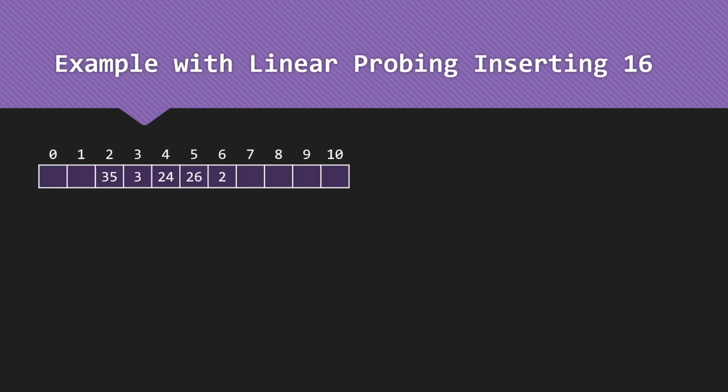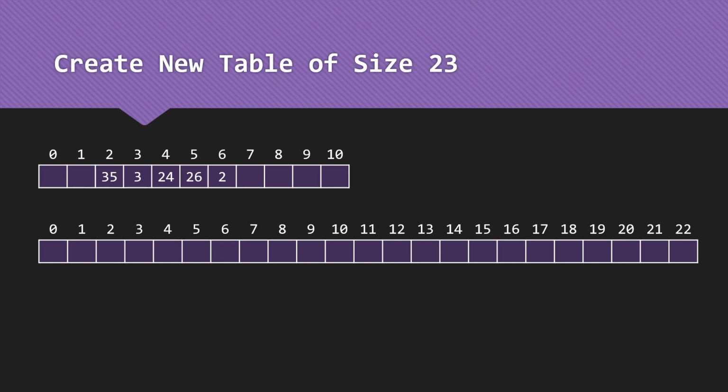Let's do a quick example. I've got an array of size 11 here. I want to insert 16. My current number of items is 5. So if I insert the 16, I'm going to go over half of the 11. So I need to do my rehash. So the first thing I'm going to do is create a new table of size 23. I picked 23 because 11 times 2 is 22, and the next prime up is 23.